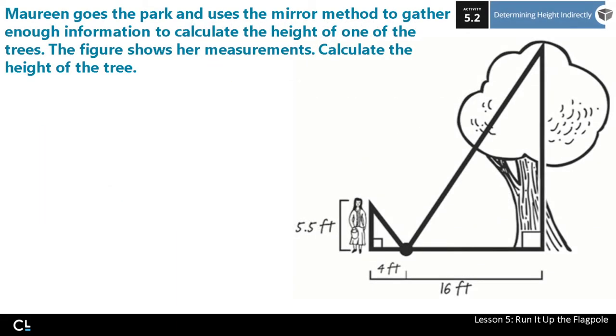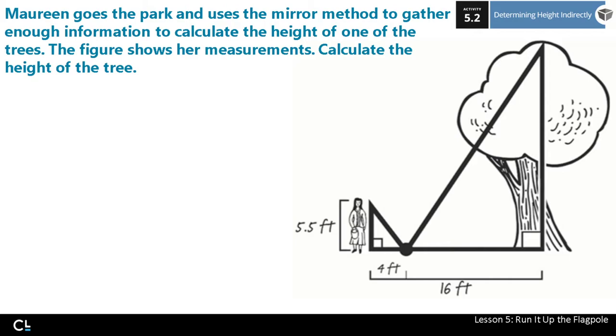So let's look at our first problem. It says Maureen goes to the park and uses the mirror method to gather enough information to calculate the height of one of the trees. So just to clarify for you guys, the mirror method is if you take a mirror and you put a dot in the middle of it, and you put it on the ground, you back up and you look at the mirror and you back up so that the dot is now reflecting the top of the tree. So you'll see the tree's reflection in the mirror, and the top of the tree is right where the dot is, then you know that these proportional triangles are being set up.